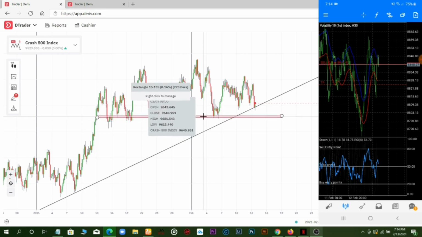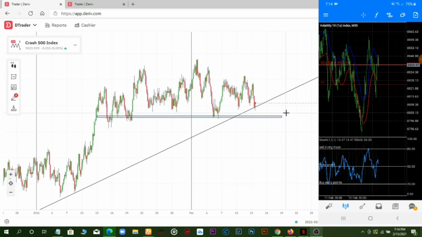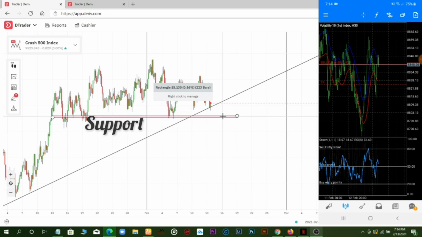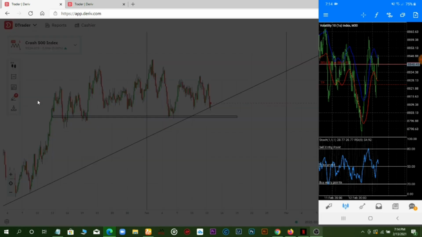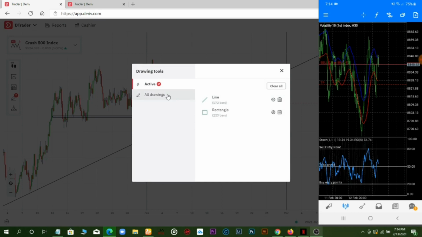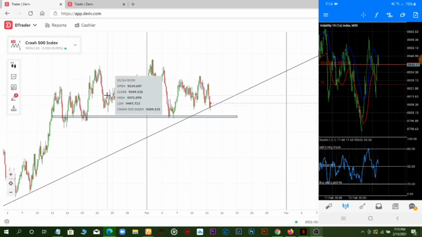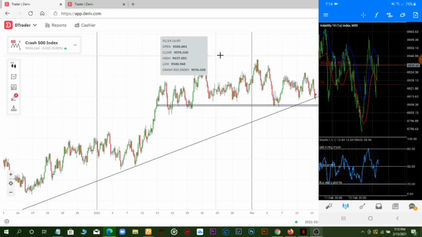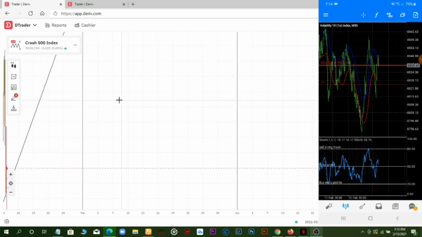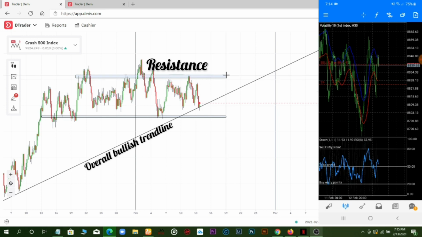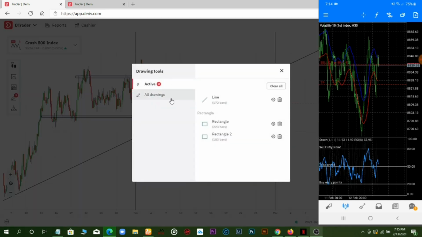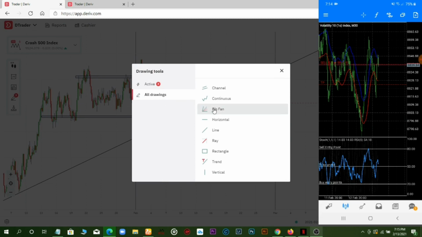We go over there and draw our support line, and again I can see a resistance just above. So I'm going to put my resistance over there, and now we can clearly see that the market has touched the overall bullish trend line. You can see the market touched the overall bullish trend line and it's about to reverse back up for a buy.